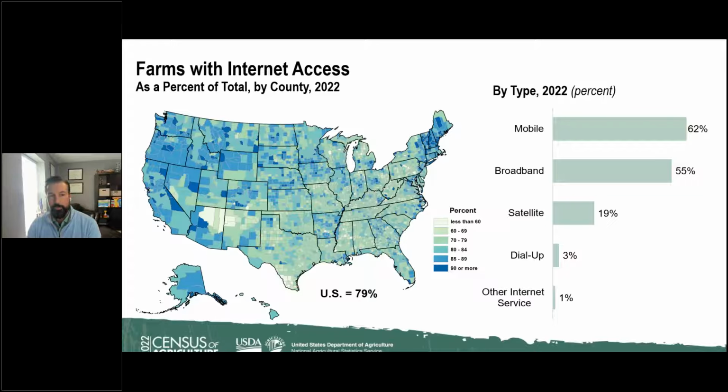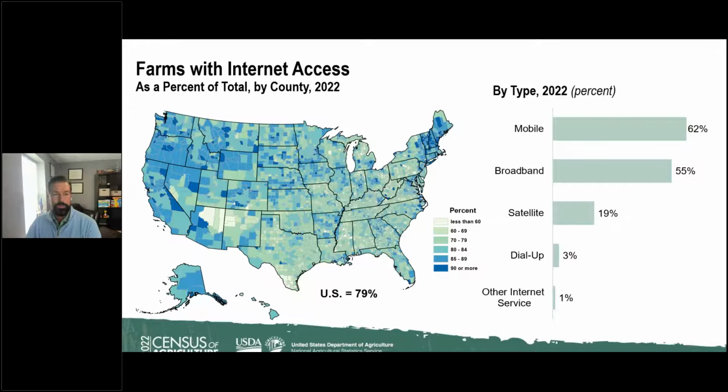Farms may have multiple forms of internet connection. Respondents were asked to report all that applied. There was a large increase in mobile access, moving from 39% in 2017 to 62% in 2022. There are a few more insights and interesting facts in the census. I do encourage you to go out and explore the full Census of Agriculture on the NASS website.